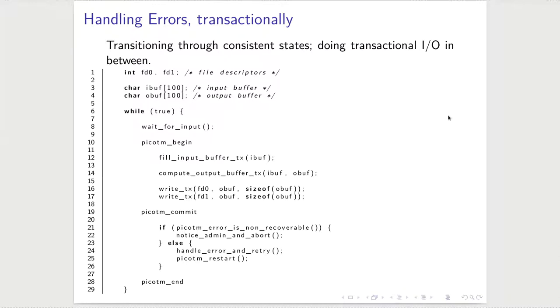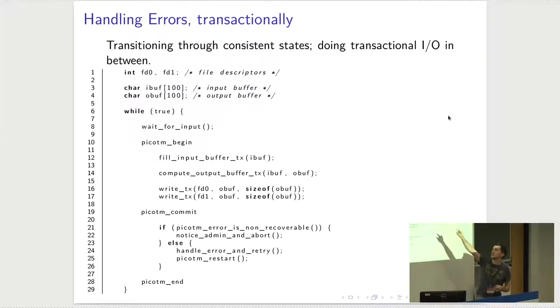Okay, first example again, this time as a transaction. Again, you see we have two file descriptors, FD1, FD0. There's an input buffer, there's an output buffer. There is this while loop again. That while loop waits for an input, like in the case of a weather monitoring station, waking up once per minute. But this time, after the wake up, it starts a transaction.